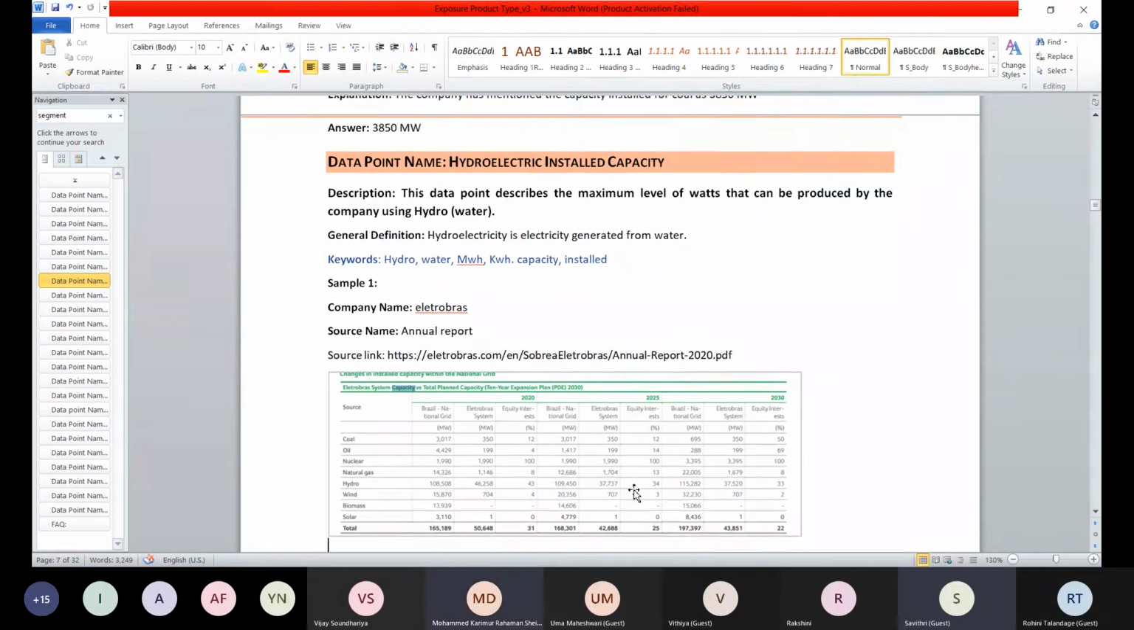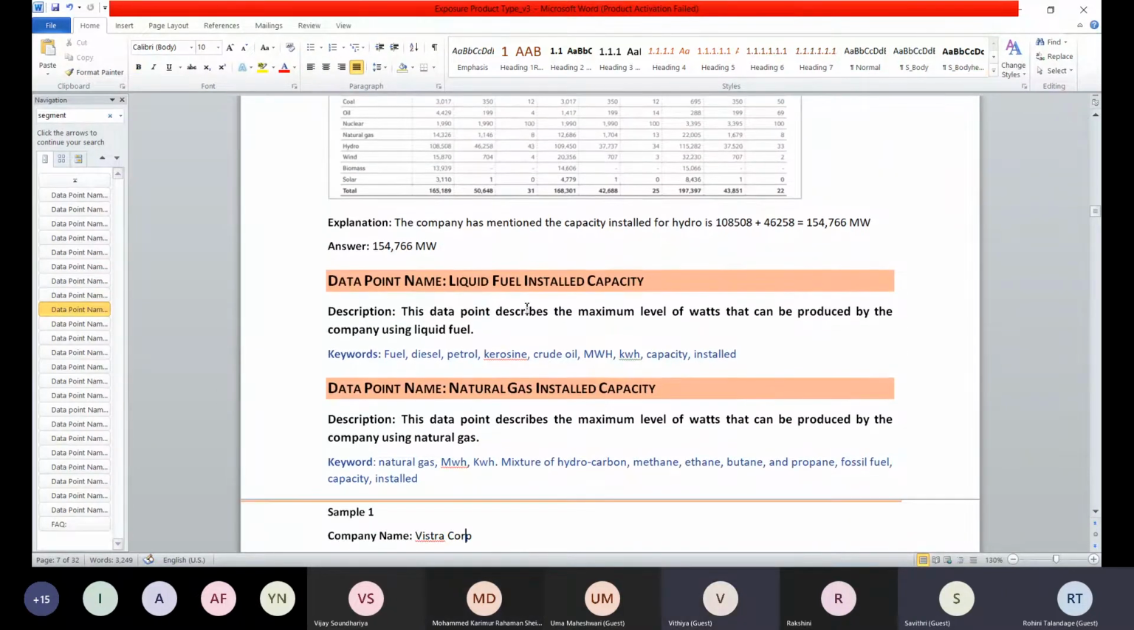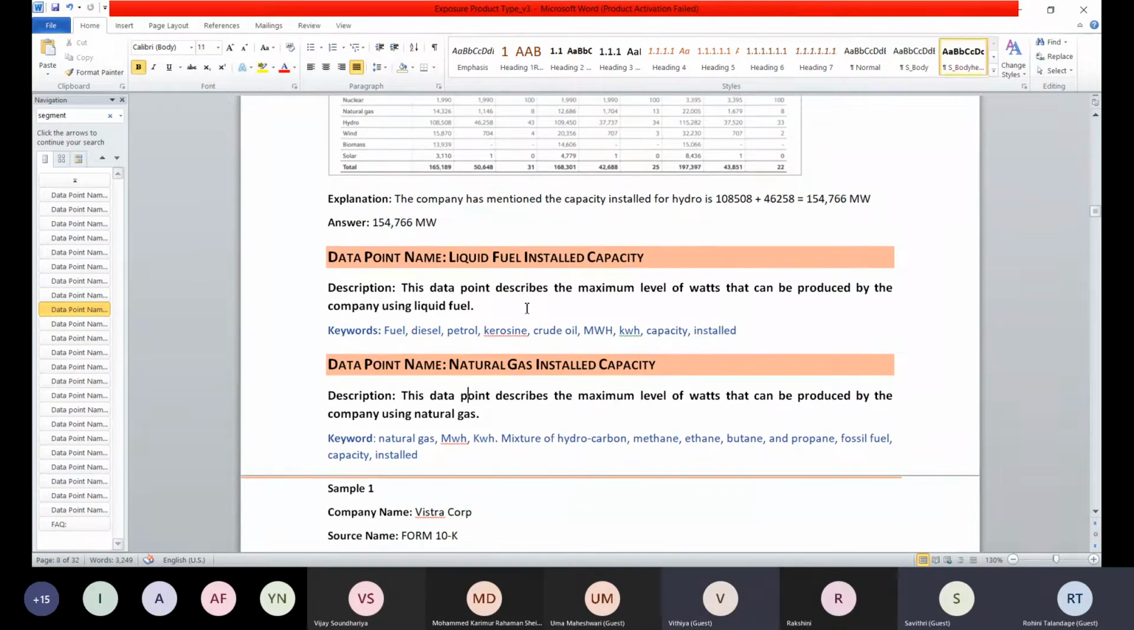Any doubts in this capacity, team? Have you understood the concept of capacity? Only the sources will change, but the concept will be the same. You have to check the maximum capacity of the machines for each different source, like hydro, coal, liquid fuel or natural gas. You have to check that.